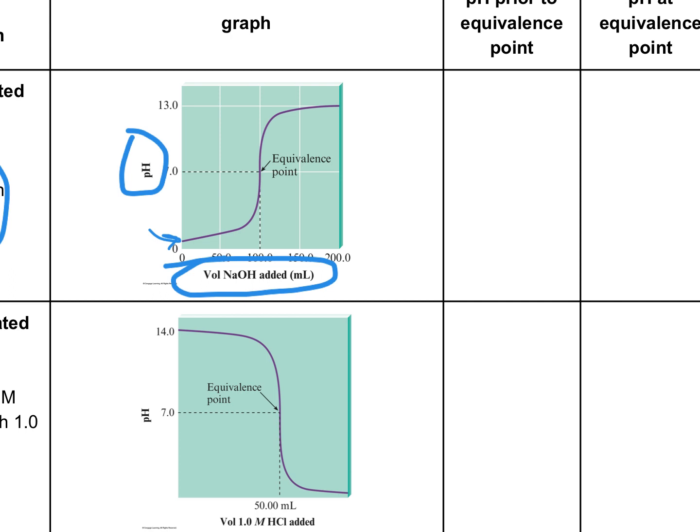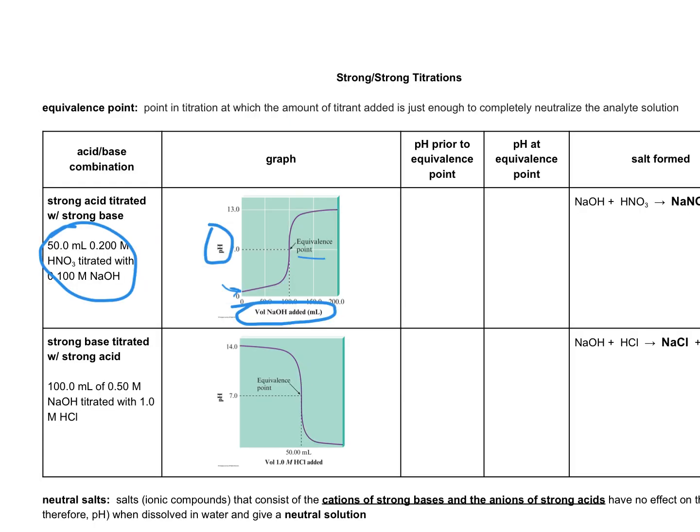Eventually, we reach what's called the equivalence point, and if you remember, that is the point in the titration at which the amount of titrant added is just enough to completely neutralize the analyte solution. So in this case, we've added enough base to exactly neutralize the acid. That's called the equivalence point. And you can see that the pH there is 7.